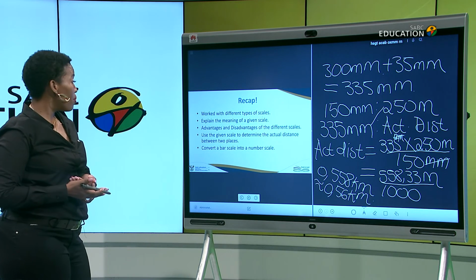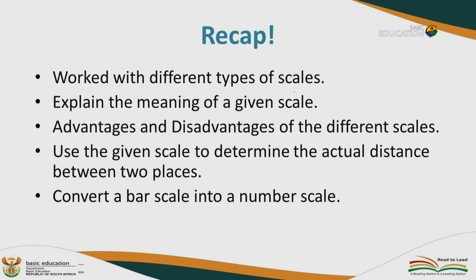So closing off, just a quick recap. We've worked with the different types of scales. We've explained the meaning of the given scale, be it a number scale or a bar scale. We've also discussed the advantages and the disadvantages of the different scales. We've used the given scale to determine the actual dimensions. And lastly, we've converted a bar scale into a number scale.